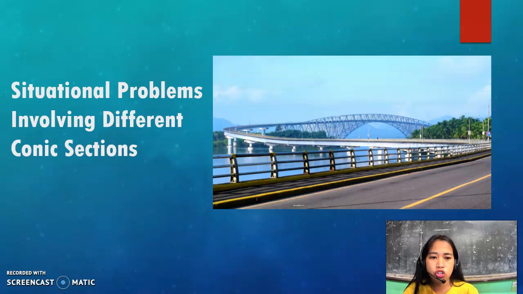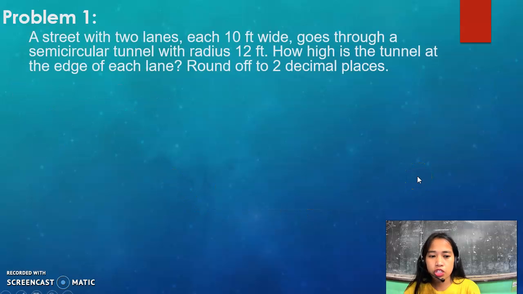You can see in the picture, this is very famous in the Philippines. It is a bridge, the San Juanico Bridge connecting Samar and Leyte. In the construction of this bridge, there are many conic sections applied to strengthen the foundation of our bridge. We can see there the downward hyperbola, and others. Okay, let's proceed to our first problem.